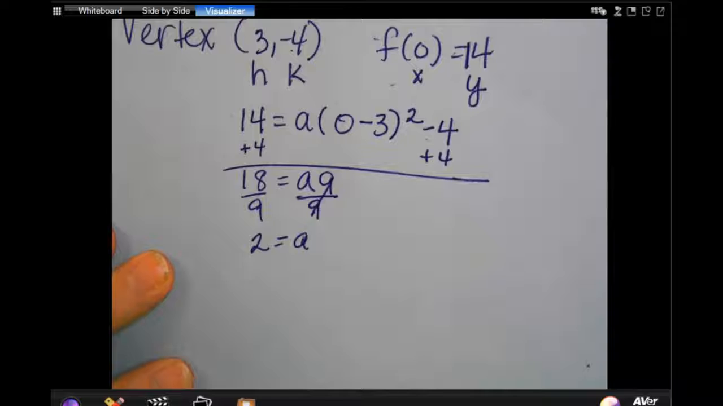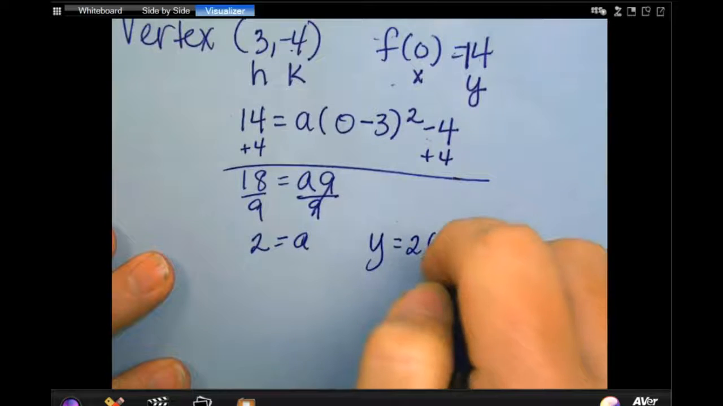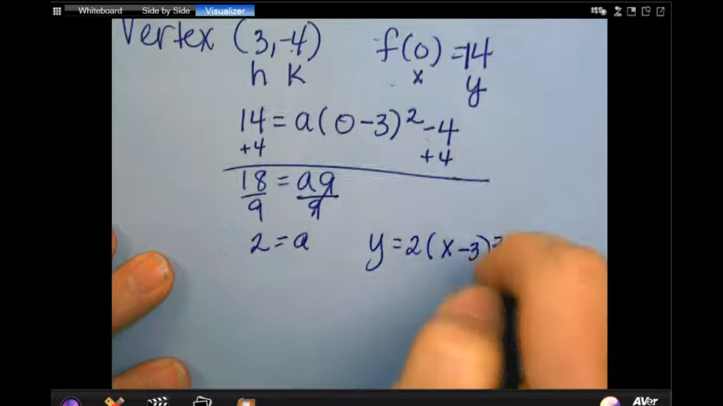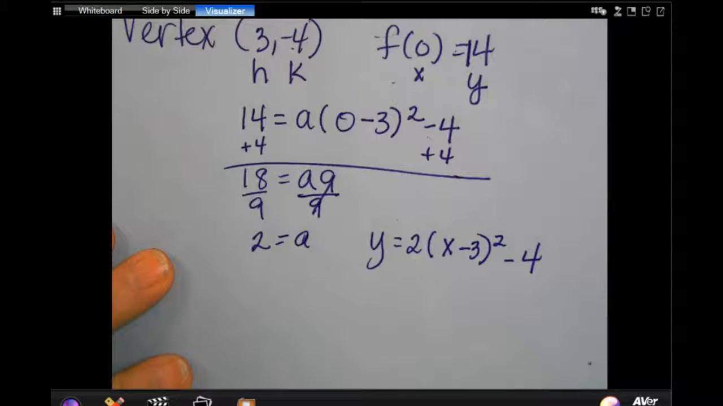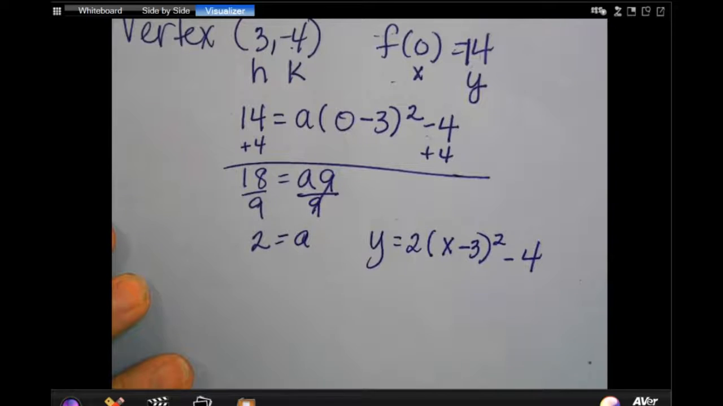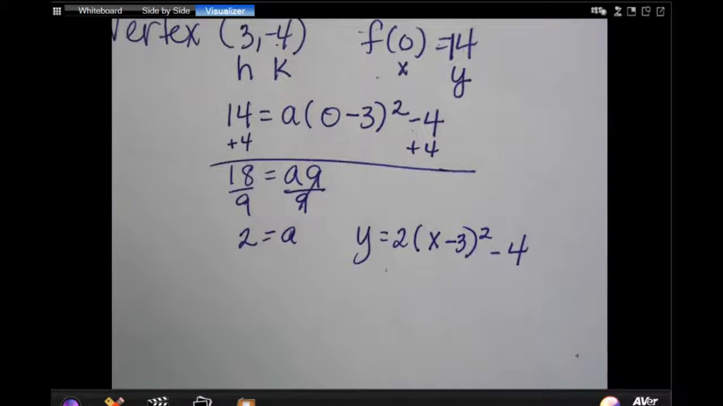So to put it in vertex form, I want the a, the h, and the k. Do I have all of those now? Can I fill this in? y equals 2 times... and so what does the 2 mean? It's the stretch. So this parabola gets stretched by 2, and it has a vertex of 3 and negative 4. Okay?